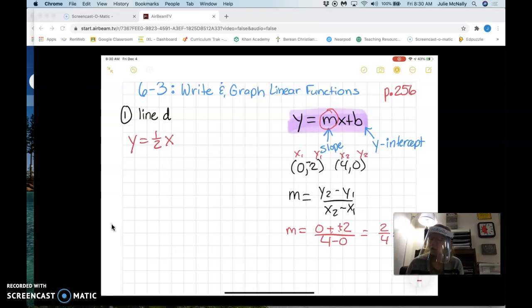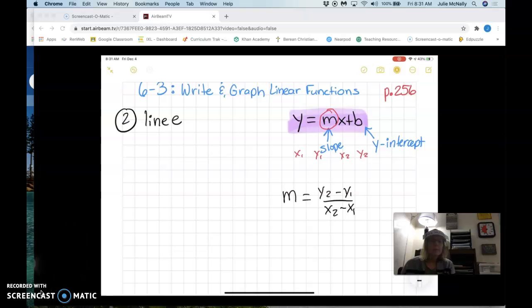Sorry. Okay, and then my y-intercept is where does this line cross the y-axis? So if I look at the graph, it crosses the y-axis, that vertical axis, at negative 2. So if it crosses at a negative number, you're going to write minus the number. If it crosses at a positive number, you'll write plus the number.